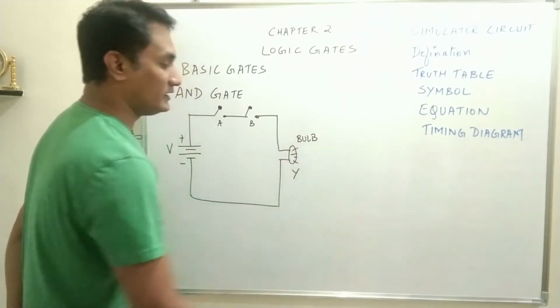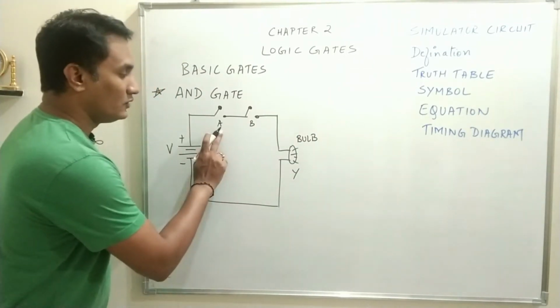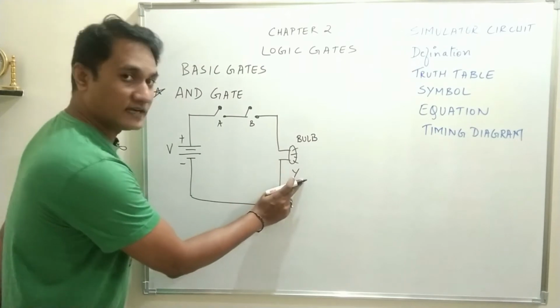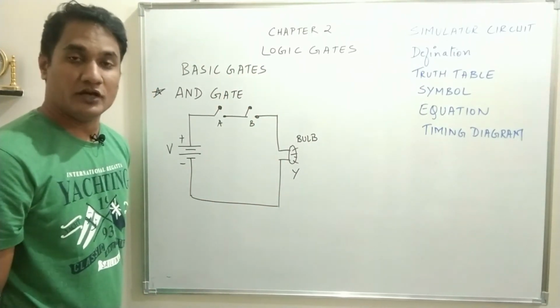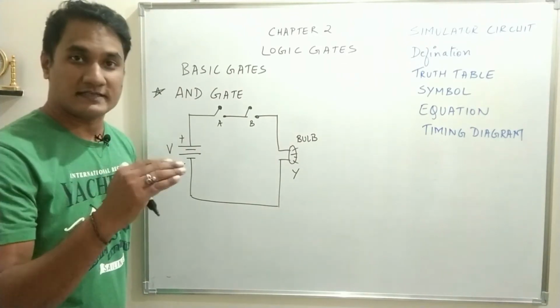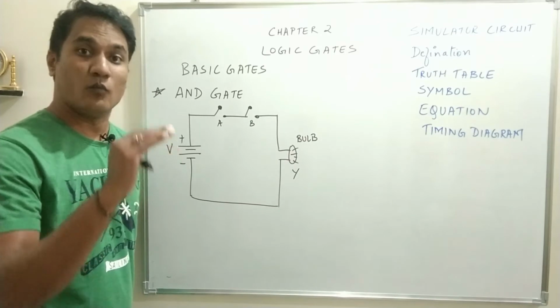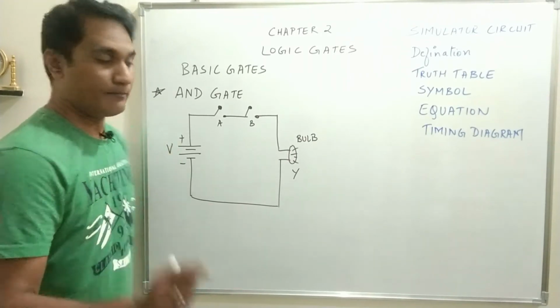We name the output as Y. Now, these are the two inputs and this is the output. All the examples which we are going to take will be of 2 inputs and 1 output. As I said, a logic gate can have more than 2 inputs, but the output will always be 1.